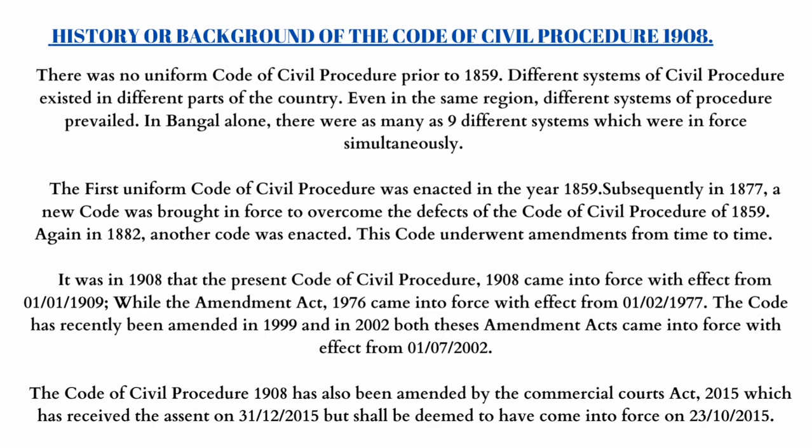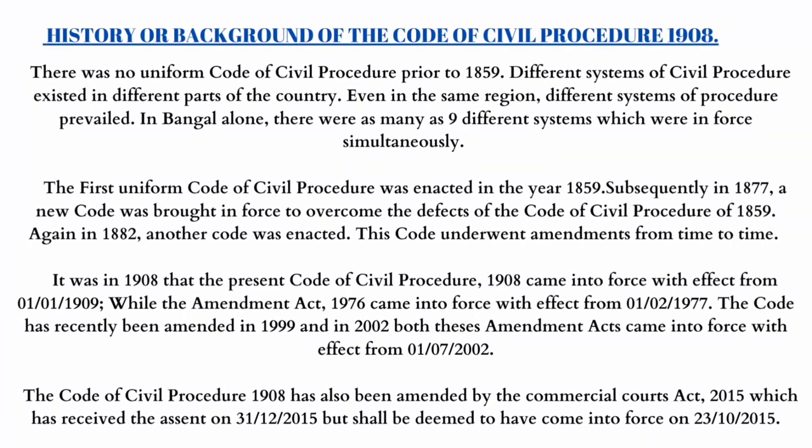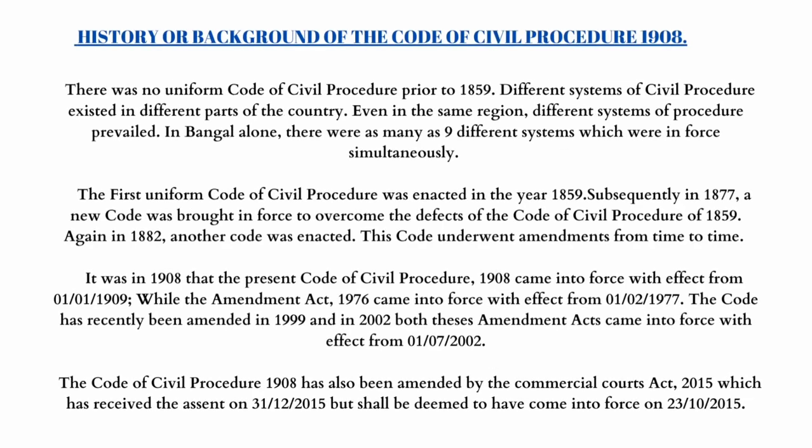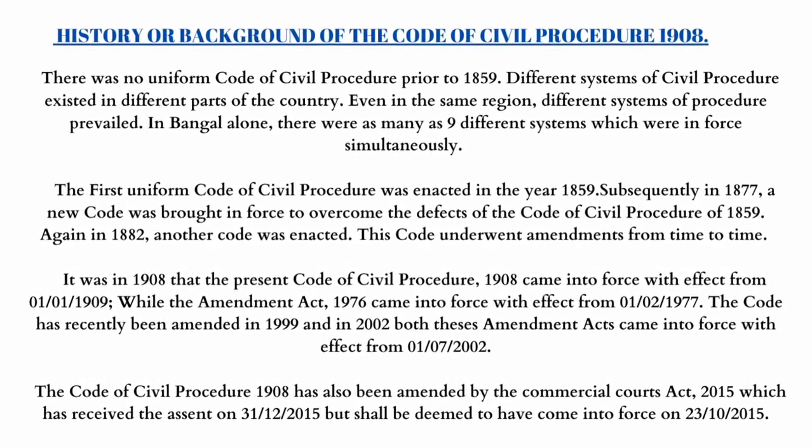The first Uniform Code of Civil Procedure was enacted in the year 1859. Subsequently, in 1877, a new code was brought in force to overcome the defects of the Code of Civil Procedure of 1859. Again in 1882, another code was enacted. This code underwent amendments from time to time. It was in 1908 that the present Code of Civil Procedure, 1908, came into force with effect from the 1st of January 1909, while the Amendment Act, 1976, came into force with effect from the 1st of February 1977.